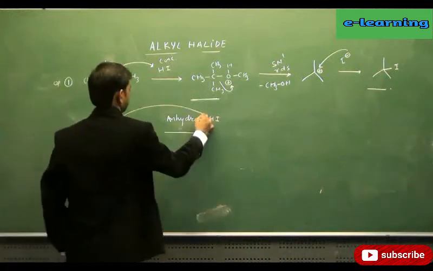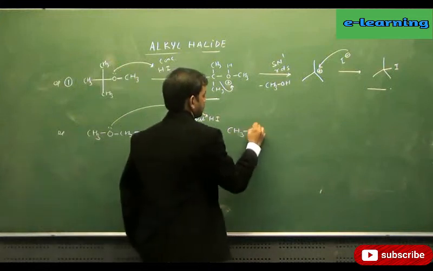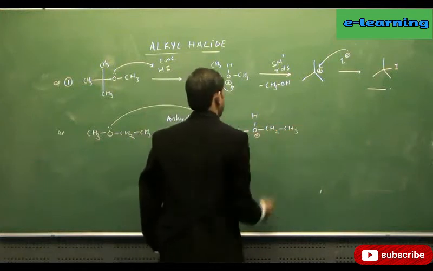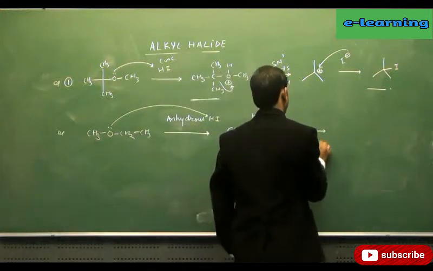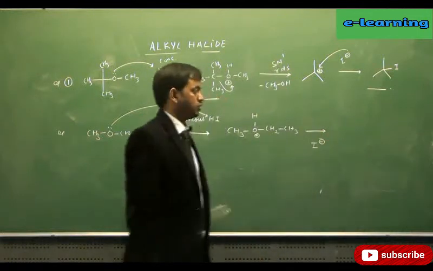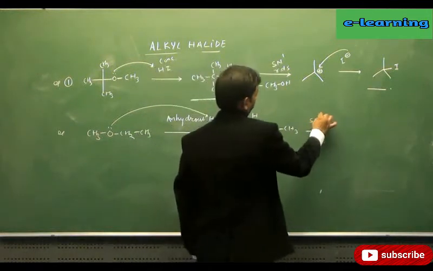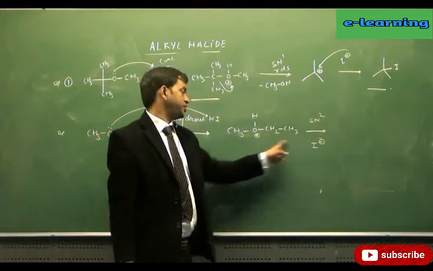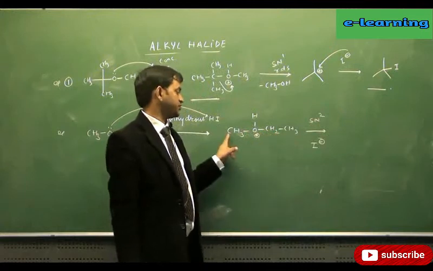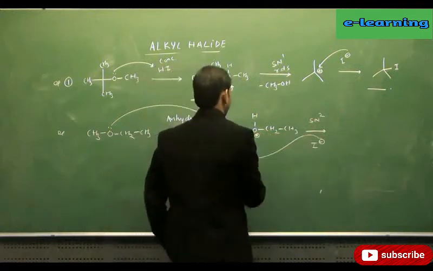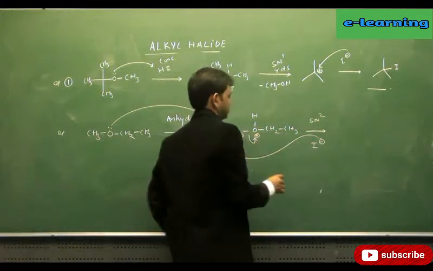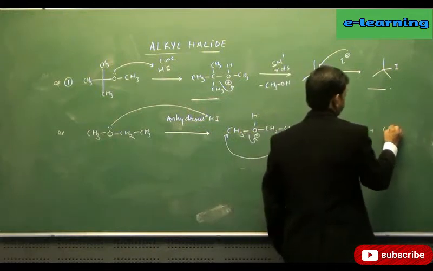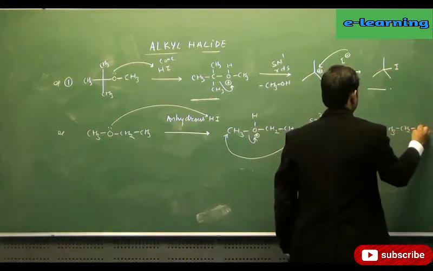So first it undergoes protonation. I negative attacks from that side. Now SN2: I negative is the nucleophile, and in SN2 steric hindrance matters. If it attacks this, it is more sterically crowded. If it attacks the CH3, this is less sterically crowded. So it attacks the CH3 and simultaneously this bond breaks, and we obtain CH3I plus CH3CH2I.